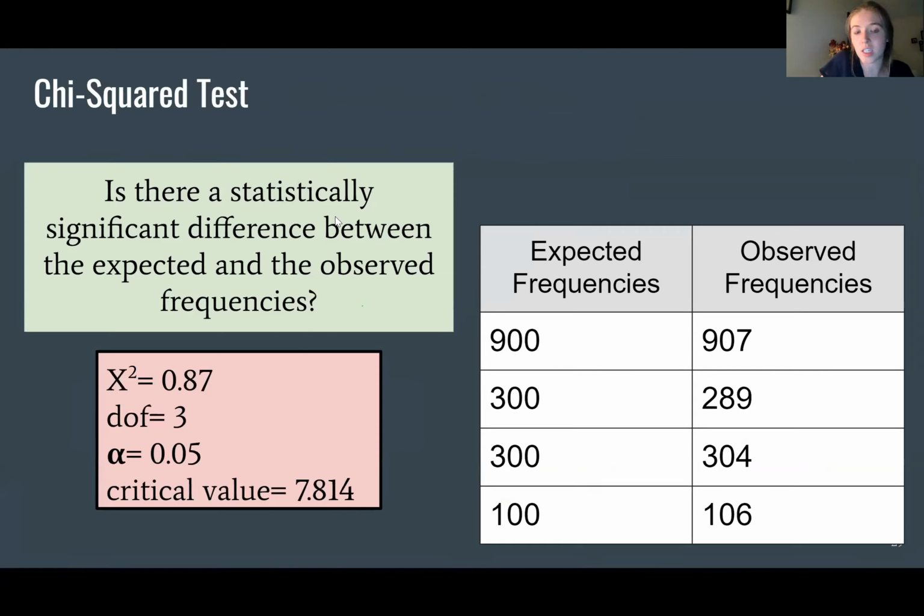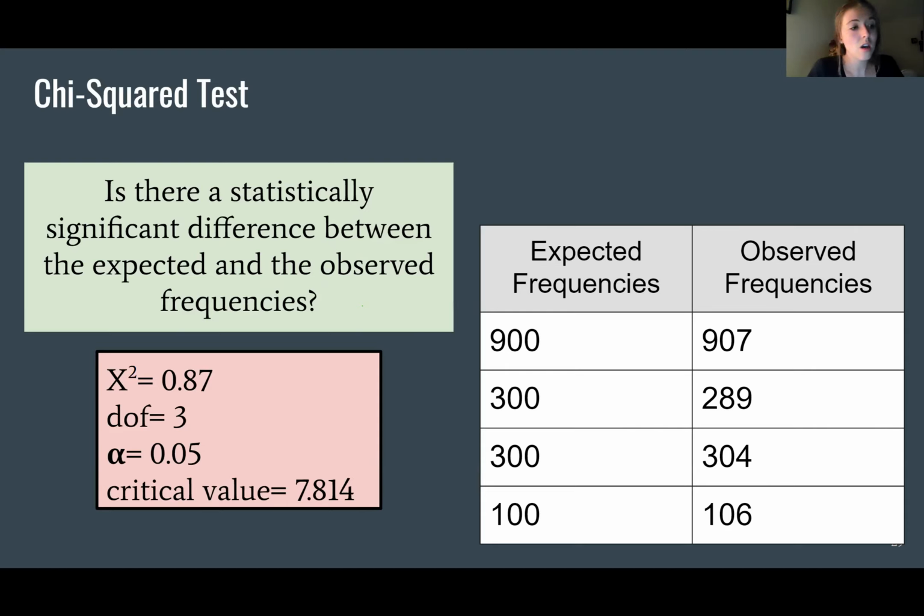So is there a statistically significant difference between the expected and the observed frequencies? The answer is no. For this example that we just did, no. There is no statistically significant difference between the expected and the observed, because obviously there's a difference. There's a difference between 900 and 907. There's a difference between 300 and 289. But we want to know, is this difference statistically significant for us?